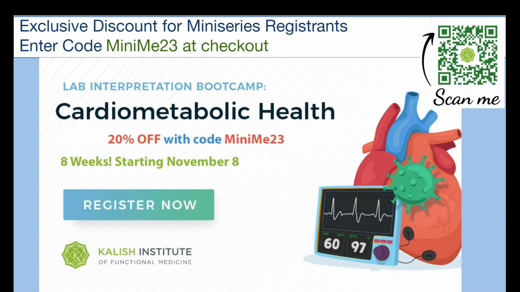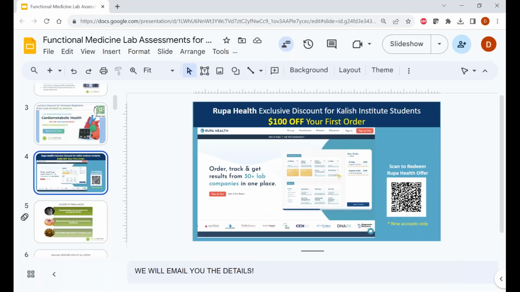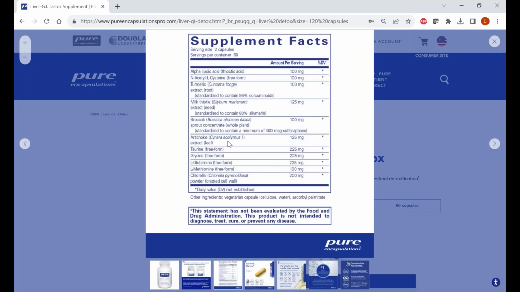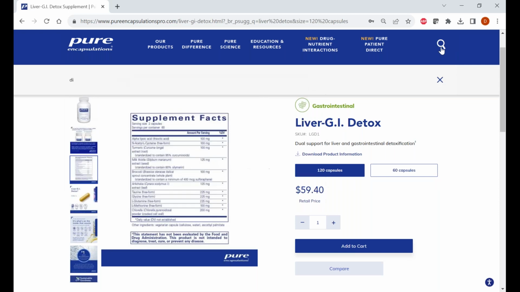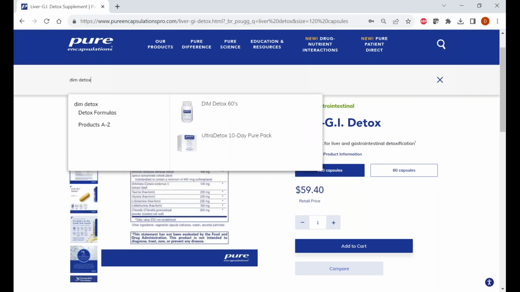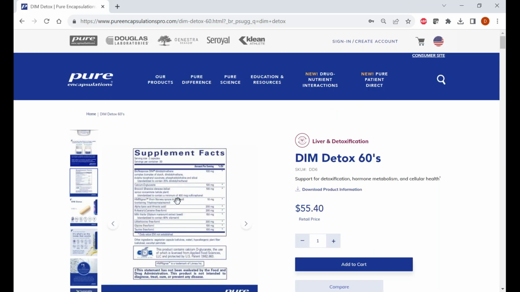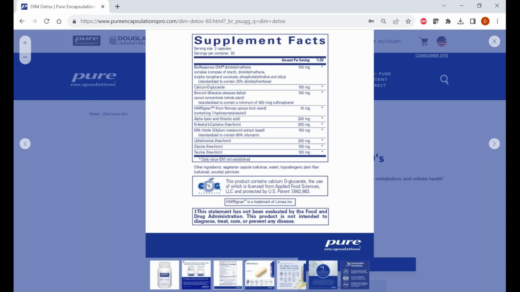How do you determine if you use DIM or calcium D-glucarate? I use a product that has them both. That's a good question. That's kind of a cop-out in a way, but maybe it's not a cop-out. I don't know. It's a workaround. Let me show you here if I can pull it up. Because then you don't have to decide. Just use a combination product. DIM detox. Handy dandy. So then you've got them both all in one pill. You don't have to sweat about it. The DIM detox does that, okay?